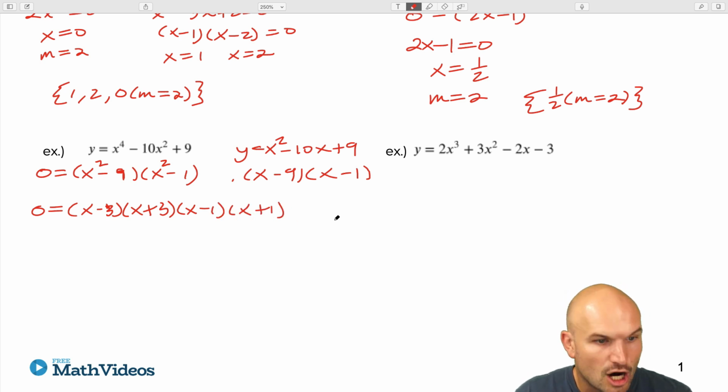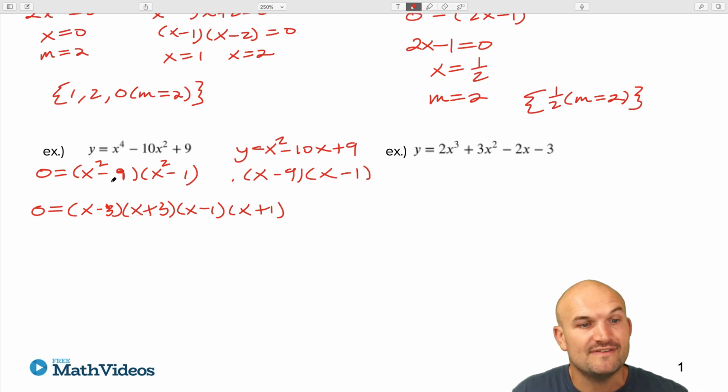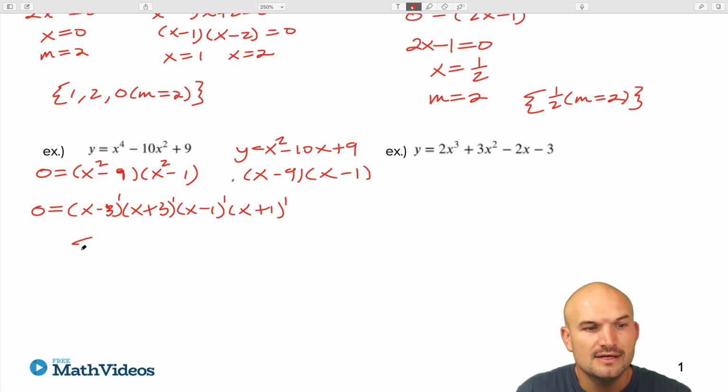And now you can see there are 4 factors. They all have a multiplicity of 1 because, again, we're looking at the linear factors. These are not the linear factors, so we can't take that power as the multiplicity. Here are the linear factors. They all have a multiplicity of 1. So therefore, we can write our solution set: plus or minus 1, comma, plus or minus 3.